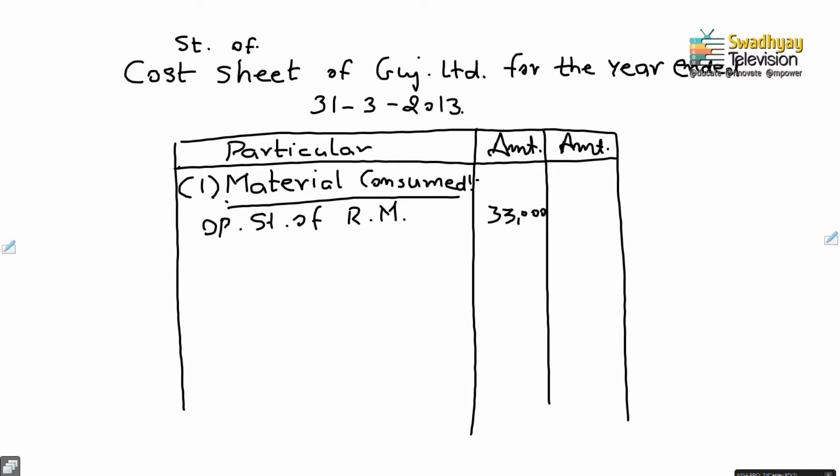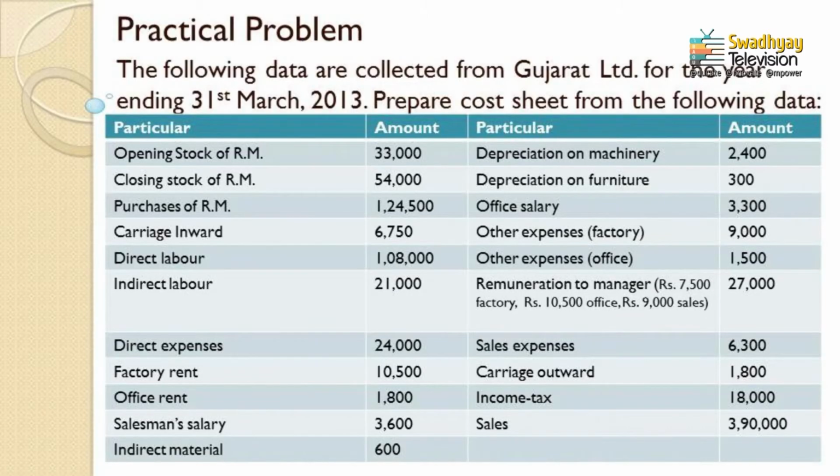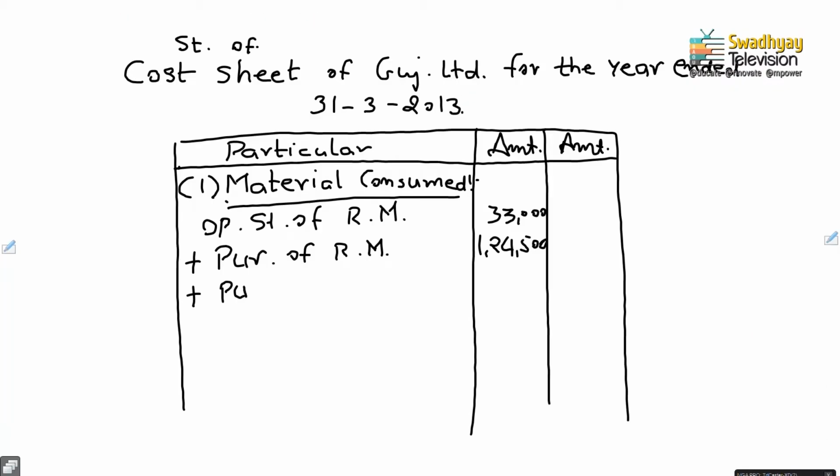Then add the purchase of raw material, if you have any purchase of raw material during the process. The purchase of raw material is added into the opening stock of raw material, the amount is 1,24,500. Then the next item is, if you have any purchase expenses, add the purchase expenses.